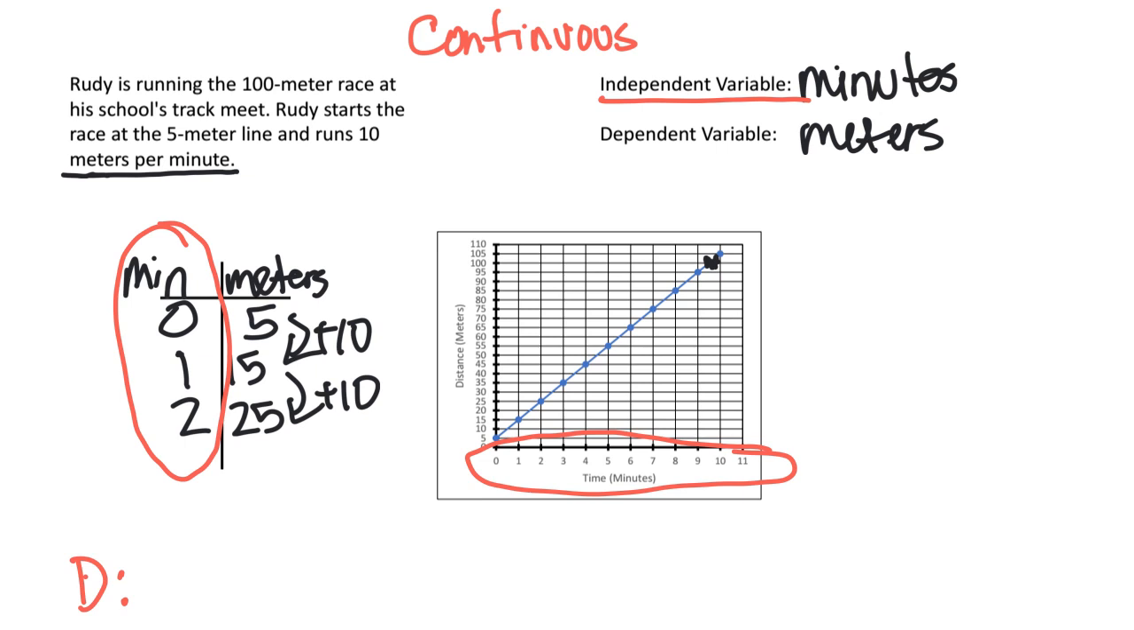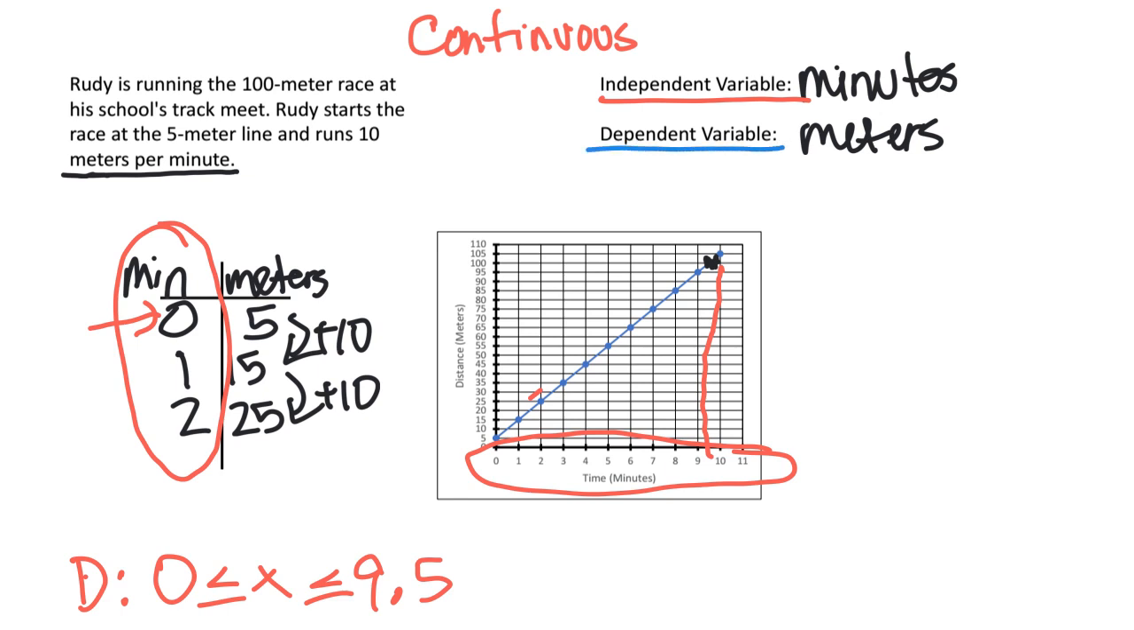So when I write the domain for continuous, I need to find the lowest time that Rudy starts his race at. So the lowest is going to be at 0 minutes. And then I also have to figure out, well, for 100 meters, how long did it actually take him? And we said that that took him about 9.5 minutes. So really my domain is only going to go from 0 to 9.5 minutes. And I could find all of the time in between 0 and 9.5 minutes to see where Rudy was during his race.